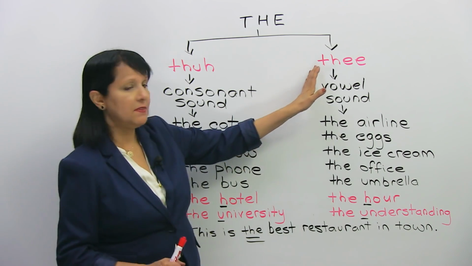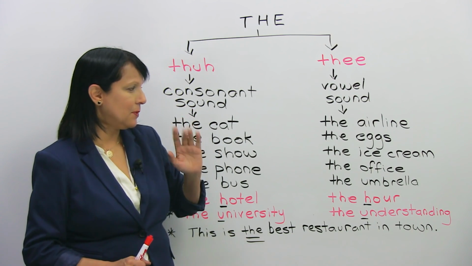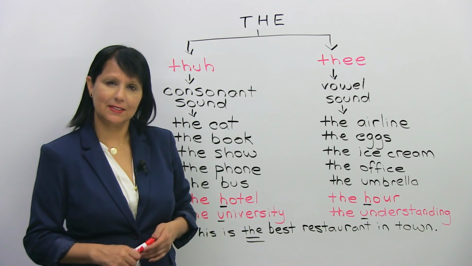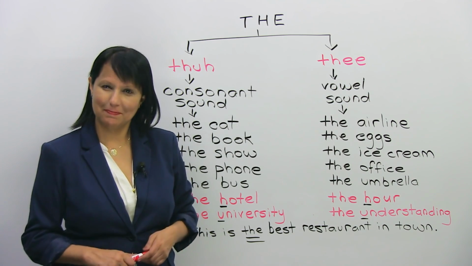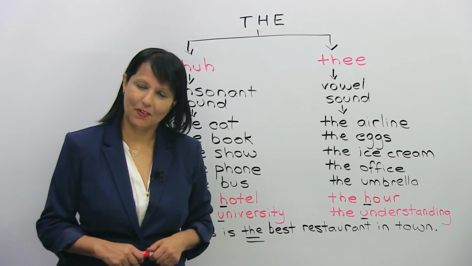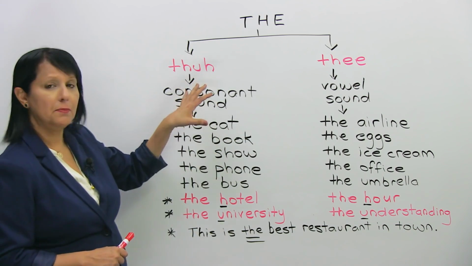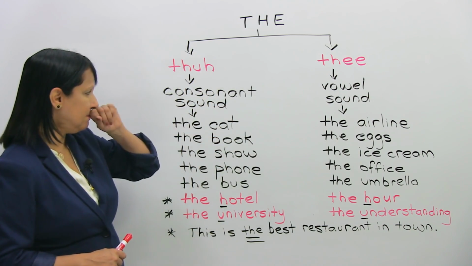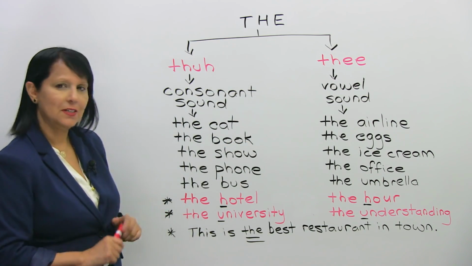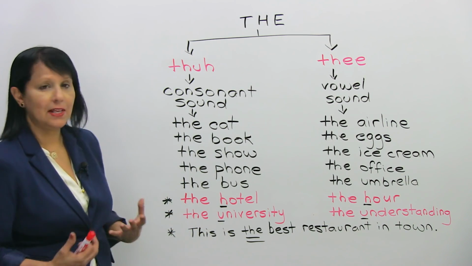Now, we use thee before a vowel sound. For example, we usually say the airline, the eggs, the ice cream, the office, the umbrella. All right? Did you see how that happened? Okay? So, thuh before a consonant sound and thee before a vowel sound. Now, sometimes a consonant like H sounds like an H.